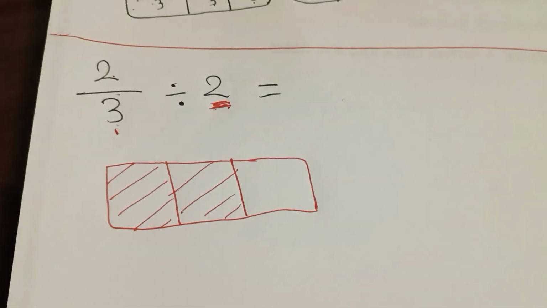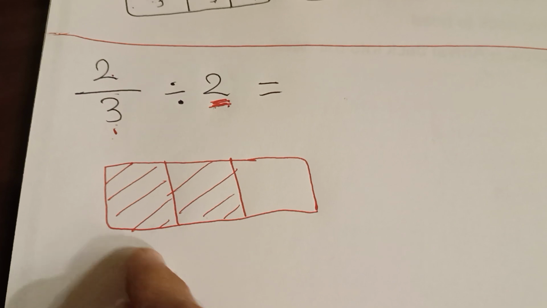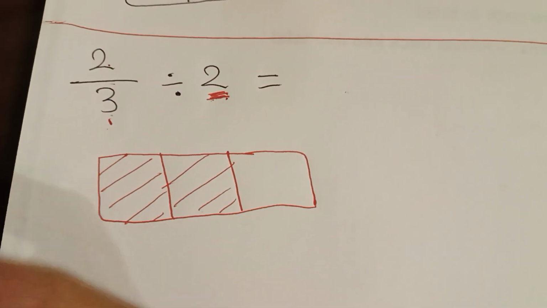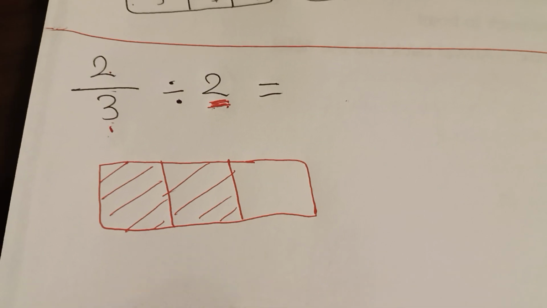This colored part is the part I have, which should be distributed among 2. It means I will break each part into 2 parts, and the share of each one will be only 1 piece. So let's cut it.